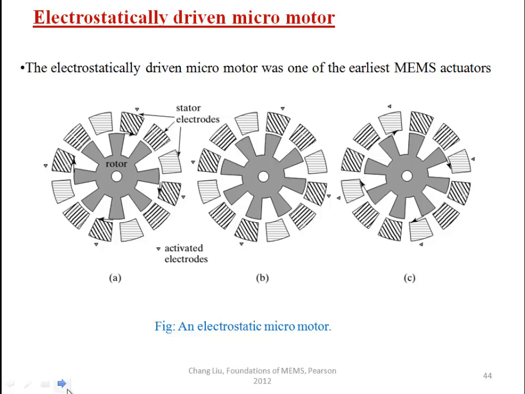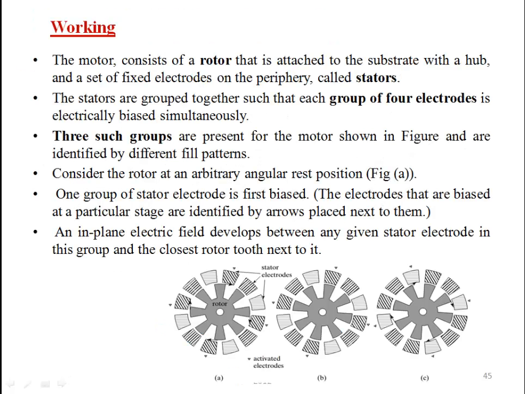A micromotor consists of a rotor as well as a stator. Stator means fixed electrodes, whereas rotor means a rotating type of electrode. These rotors are connected to the substrate by means of a hub. In this figure, the stators are grouped in such a way that each group contains 4 electrodes, and those 4 electrodes are biased simultaneously. Based on the fill pattern, this micromotor consists of 3 such groups, and each group has 4 electrodes.